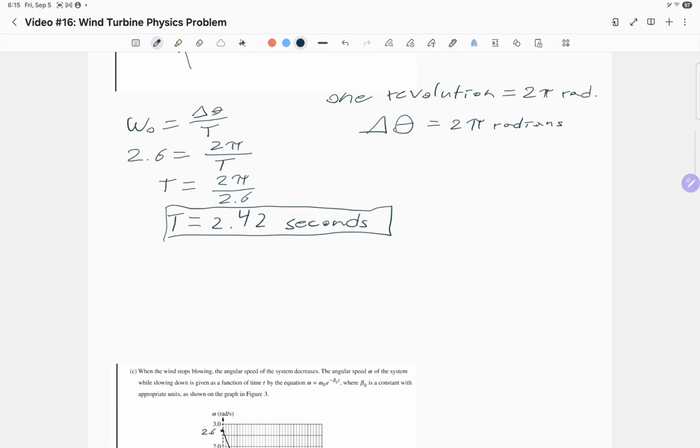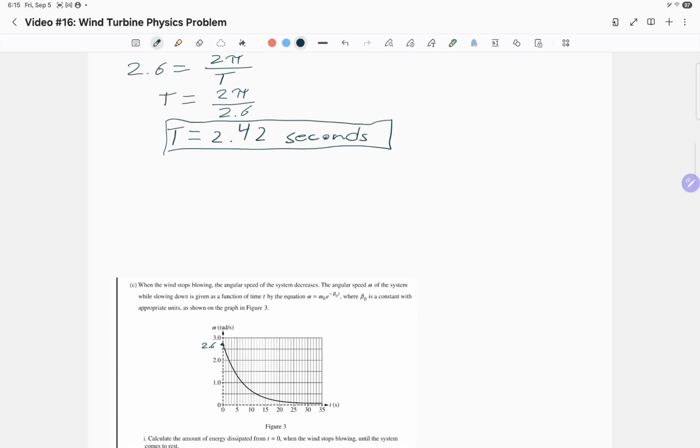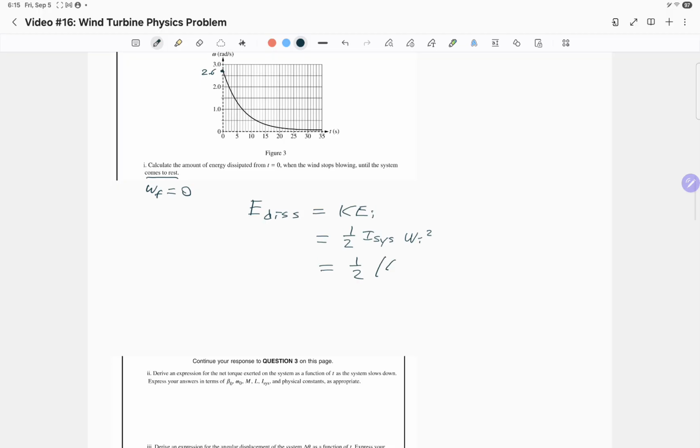So that's going to be 1/2. Oh, this is where that comes into play, right? The rotational inertia of the system. They gave you that in the last part, right? That's where it comes into play. Okay, I knew we would use it somewhere.